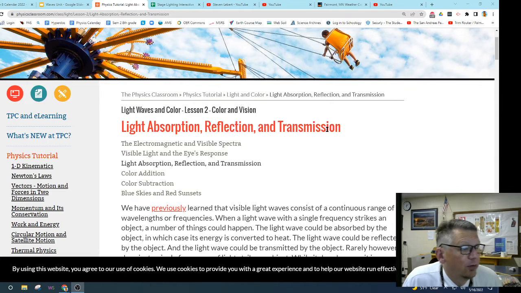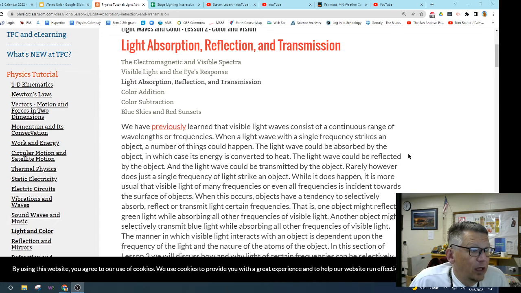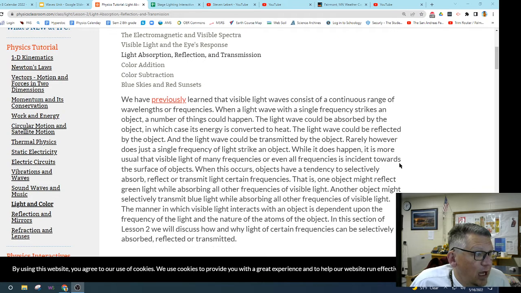Light absorption, reflection, and transmission. We have previously learned that the visible light wave consists of a continuous range of wavelengths or frequencies. When a light wave with a single frequency strikes an object, a number of things could happen. The light could be absorbed by the object, in which case its energy is converted to heat. The light wave could be reflected by the object, and the light wave could be transmitted by the object.